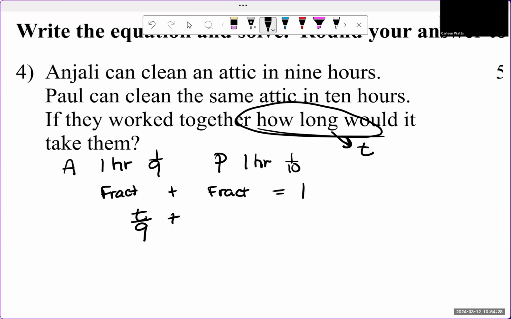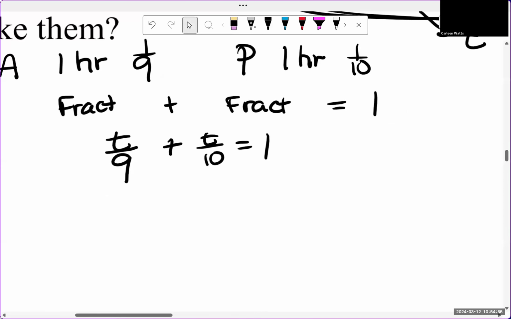Plus, what am I going to say for Paul? T over 10 is equal to 1 whole job. So Anjali's fraction plus Paul's fraction equals 1. Now, the other video puts the variable in a different place. Let's just do it my way. So here's our equation. We need the least common denominator.